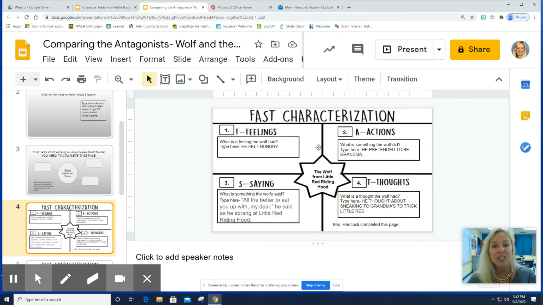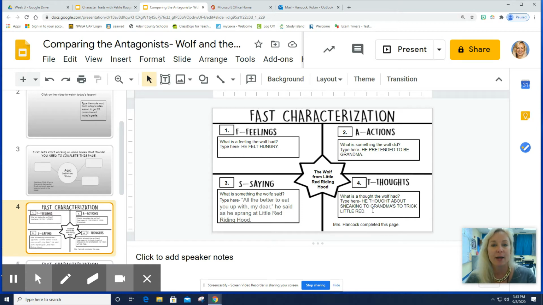So here's how I would describe the wolf. Well, a feeling that the wolf had in that story is he felt hungry. An action that wolf took was he pretended to be grandma. Something that wolf said, all the better to eat you up with, my dear, he said as he sprang at Little Red Riding Hood. And a thought that he had, he thought about sneaking to grandma's to trick Little Red.